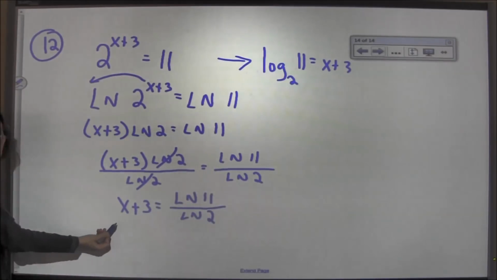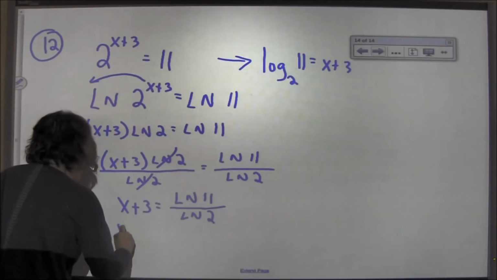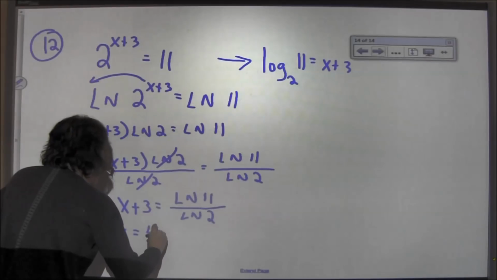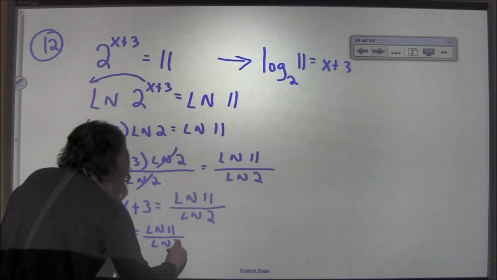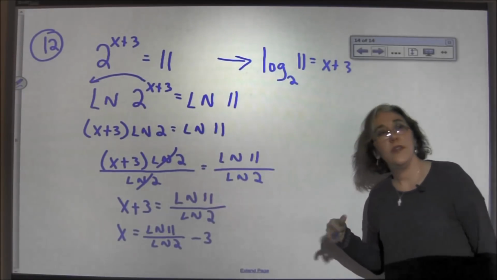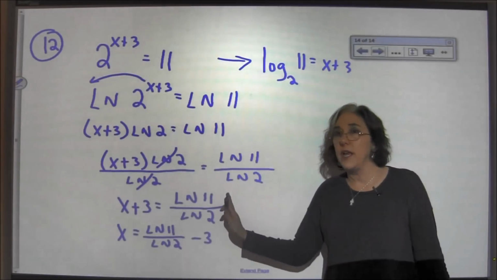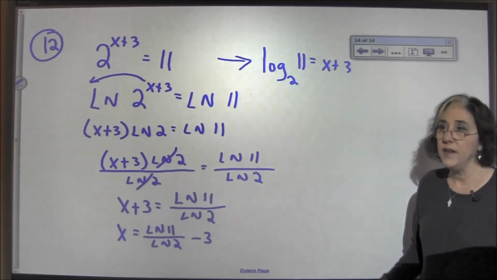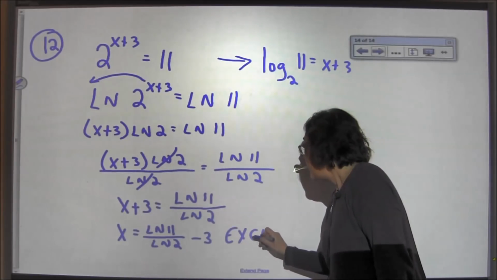And then what do you do to solve for x? Just subtract 3. And that is the exact value. If you multiply it out, that's fine also, and then solve it for x, that'll work. Your answer's going to look a little bit different, but I count it right, okay? And that's finished.